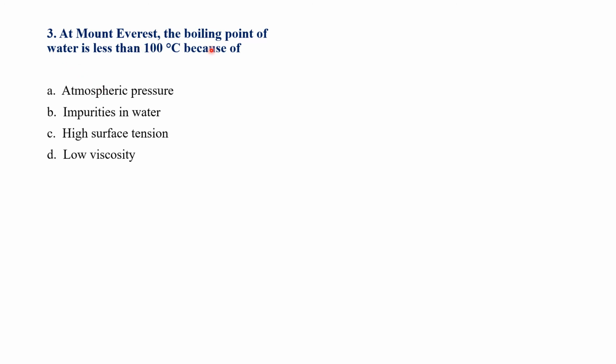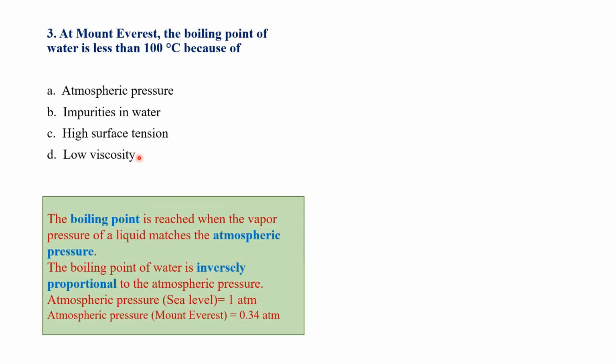At Mount Everest, the boiling point of water is less than 100 degrees C because of atmospheric pressure, impurities in water, high surface tension, or low viscosity. We know that the boiling point is reached when the vapor pressure becomes equal to the atmospheric pressure. Or we can say that atmospheric pressure and boiling point have an inverse relationship. The atmospheric pressure at sea level is equal to 1 atmosphere, so water will boil at 100 degrees C at 1 atmosphere.